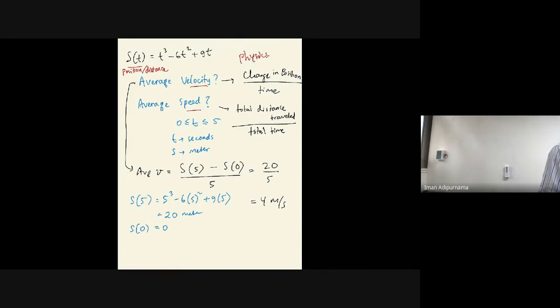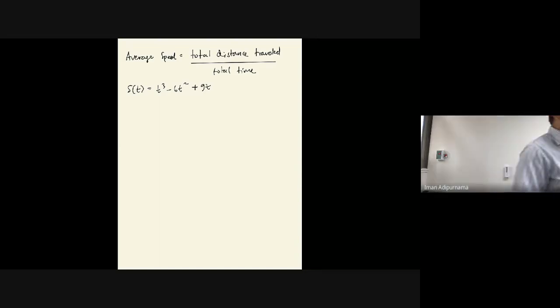So let's go for speed. Average speed is total distance traveled divided by total time. Let me write the function one more time: t cubed minus 6t squared plus 9t. So the total distance traveled, we already know s(5) is 20, and s(0) is 0.